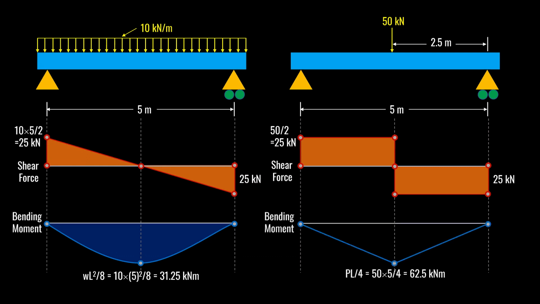Bending moment, PL over 4. P is 50, L is 5. Divided by 4, we get 62.4. Note the difference. We get as much as double the bending moment in case of a central point load. And the reason is that the load is concentrated at one point, and this will induce quite a lot of moment in the system. By all means, try to distribute load on beams, which will give gradual bending in beams.